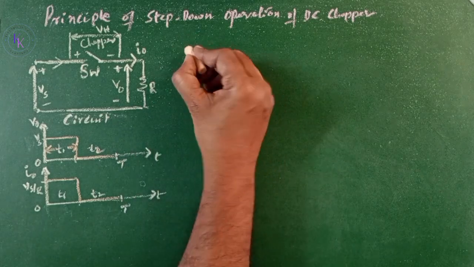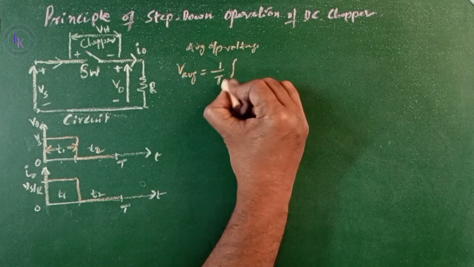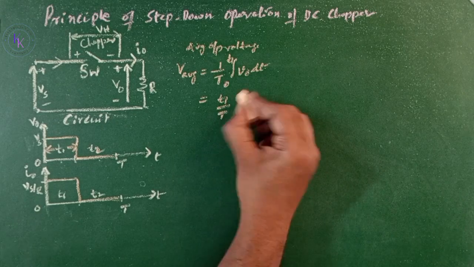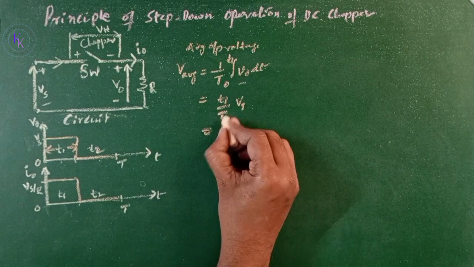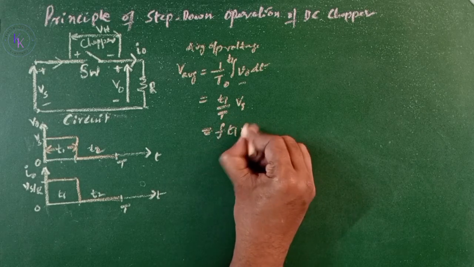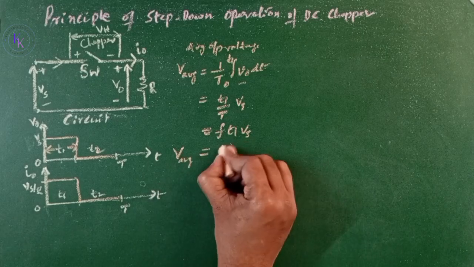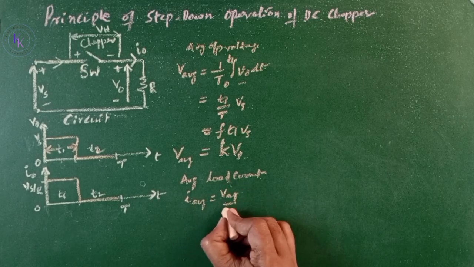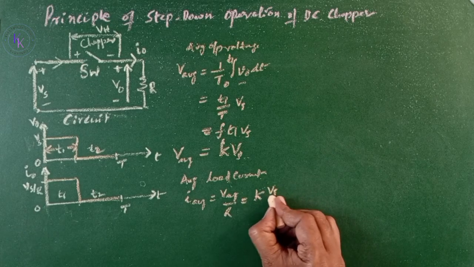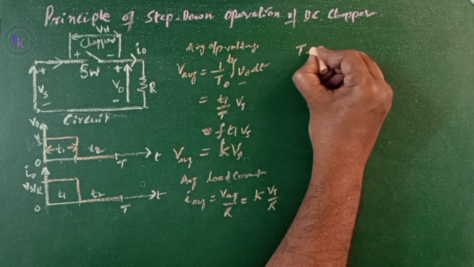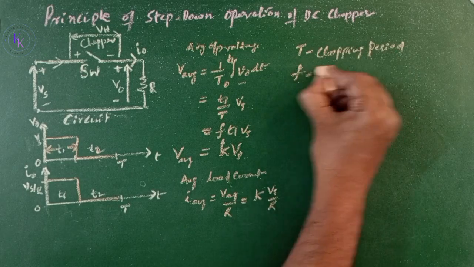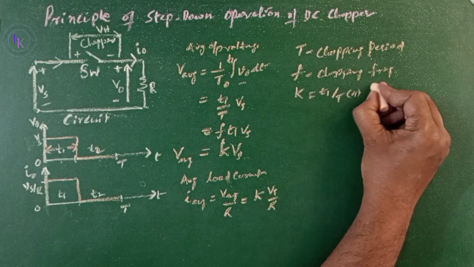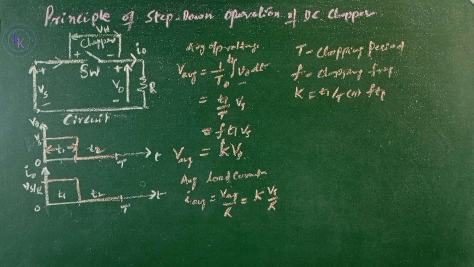The average output voltage, V average, equals 1 by T integral 0 to T1 of V0 dt, which equals T1 divided by capital T times Vs. 1 by T is nothing but the frequency f, so V average equals f T1 Vs, that is, V average equals K times Vs. The average load current I average equals V average divided by R, which equals K Vs by R, in which capital T is known as the chopping period, f is known as the chopping frequency, and K equals T1 by capital T, or f T1, is known as the duty cycle of the chopper.